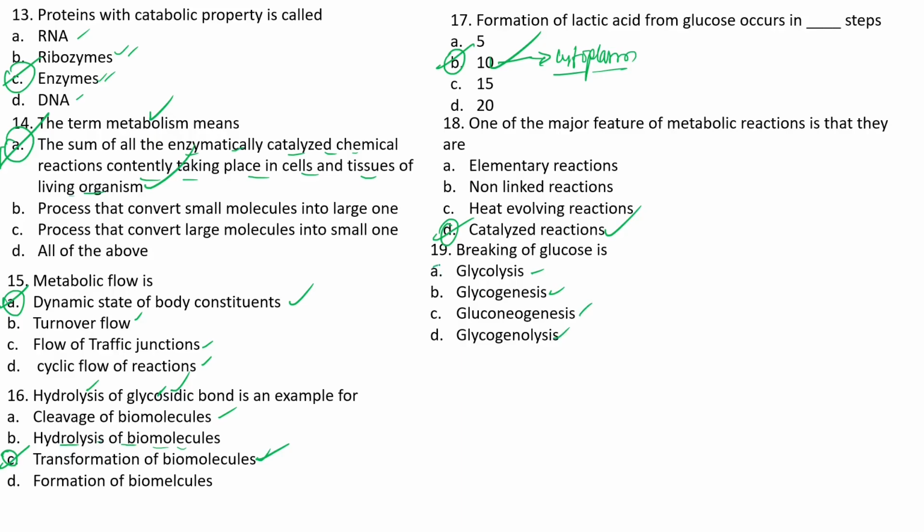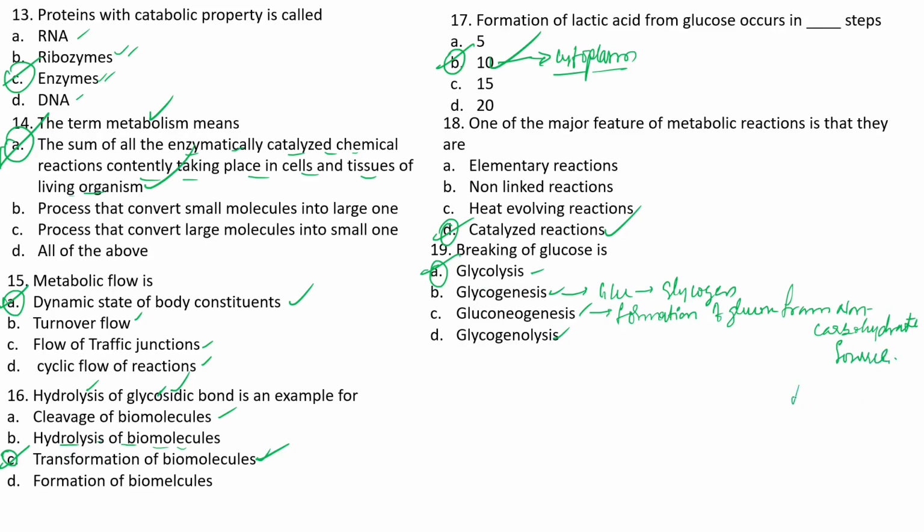Now moving on, breaking of a glucose is glycolysis, glycogenolysis, gluconeogenesis, or glycogenesis. So the answer we all know, it is glycolysis. Now remember we have other three terms that we have to recall. Glycogenesis is mainly conversion of glucose to glycogen, remember. Gluconeogenesis mainly means the formation of glucose from non-carbohydrate source. That is actually called gluconeogenesis.